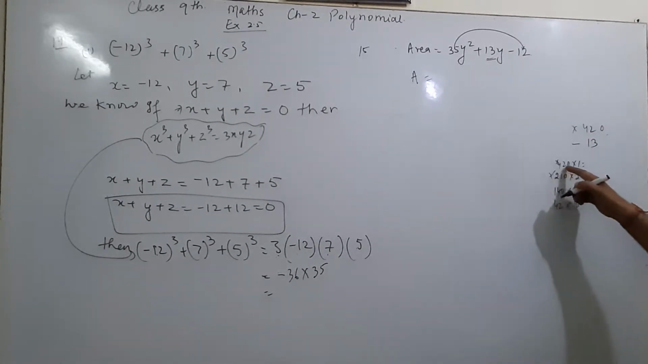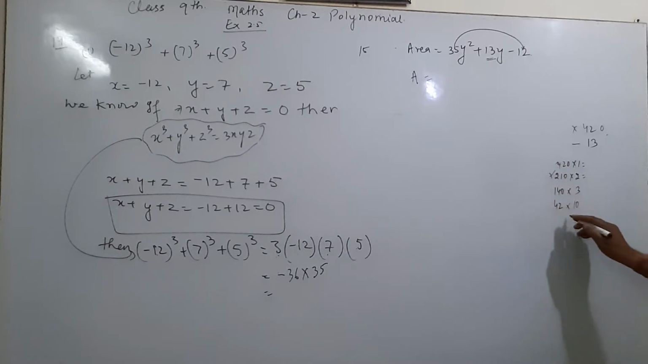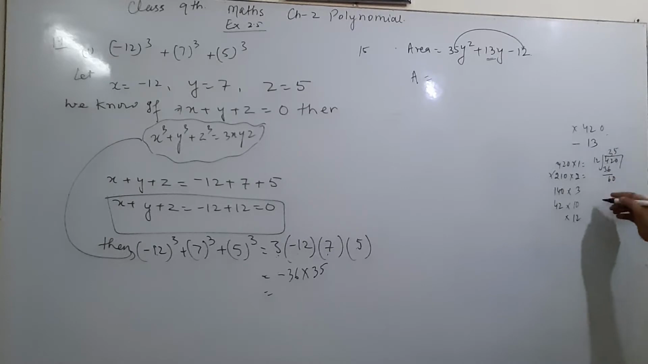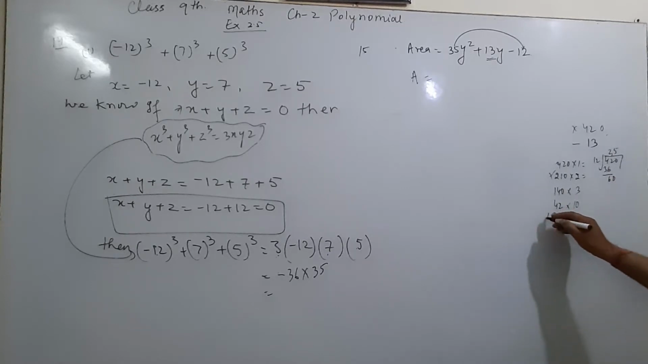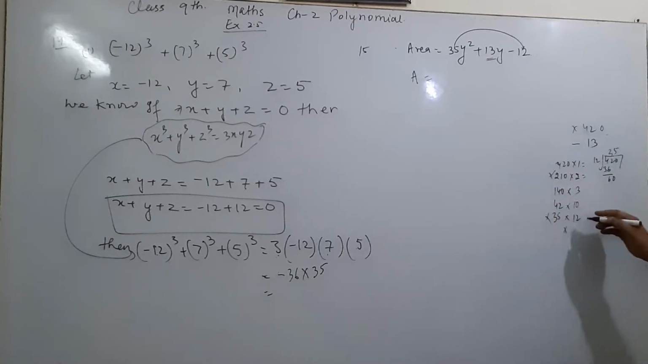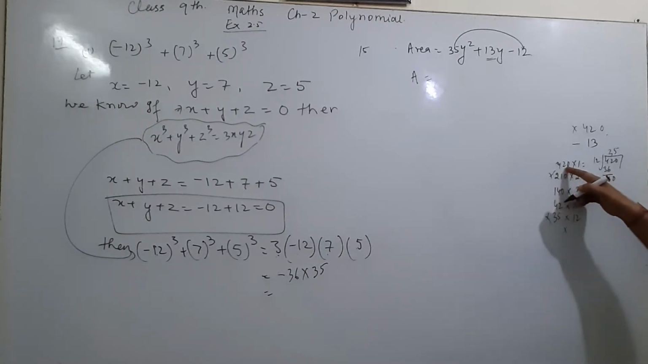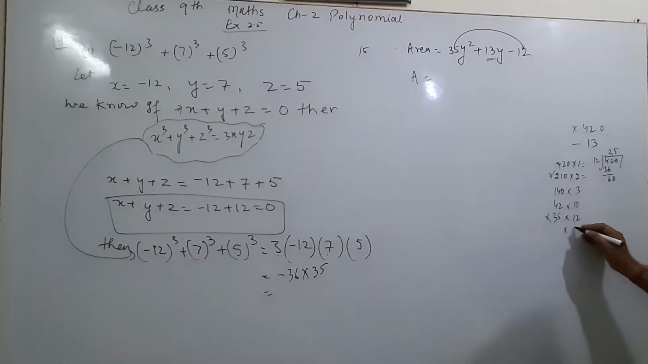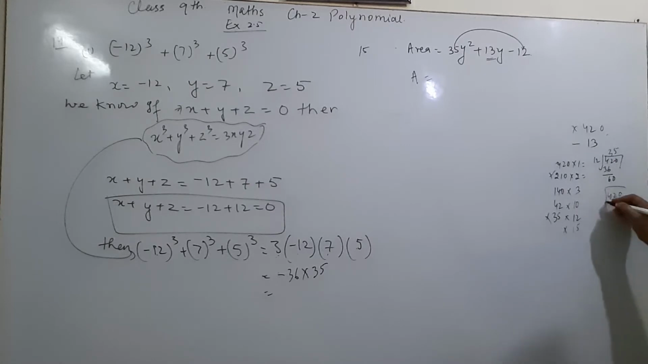11: is 420 divisible by 11? No. Is 420 divisible by 12? Check it. This is 35 and 12, the difference is 23, but we need a difference of 13, so it is also wrong. And now is 420 in the table of 13? No. Is 420 divisible by 14? No. 15: we have to divide 420 by 15.